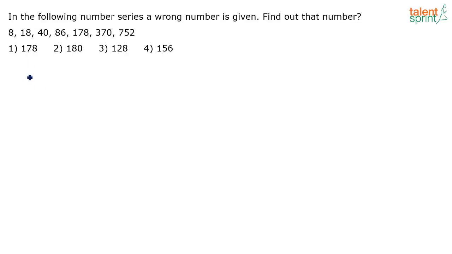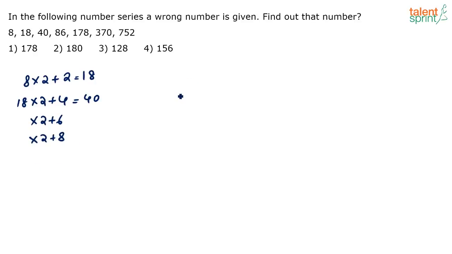See, the logic used is this: 8 into 2 plus 2 is equal to 18. Similarly, 18 into 2 plus 4 is equal to 40. Again, next will be into 2 plus 6, into 2 plus 8, and so on. So it should actually be 86 into 2 plus 8, that is 172 plus 8, which is equal to 180. It is here given as 178. So this is your wrong number.